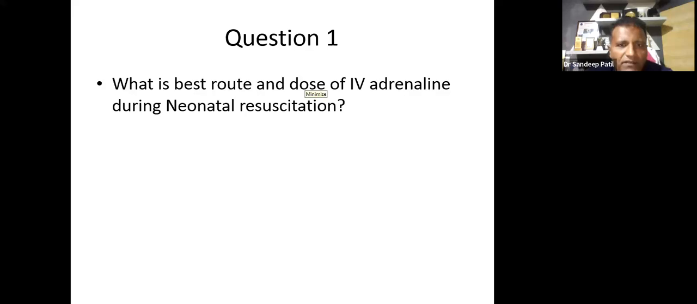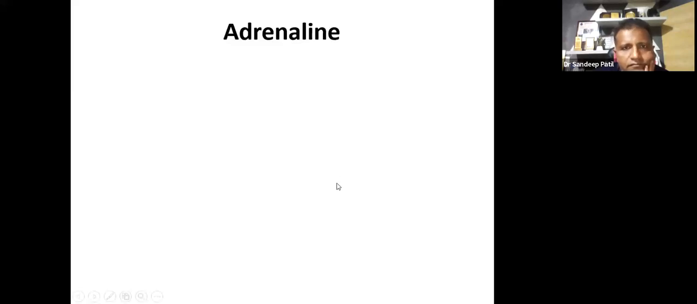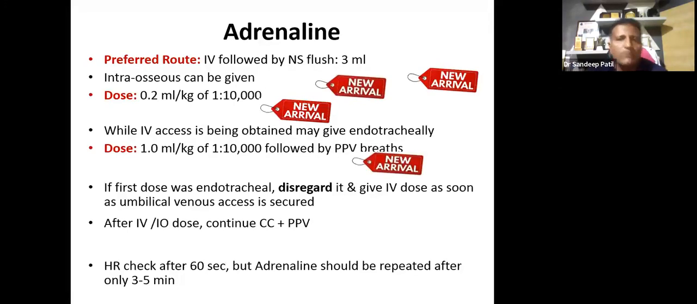Few people have written IV route. Most of the people have written umbilical venous route, and the dose written is 0.2 ml per kilo of 1:10,000 of adrenaline. 0.1 to 0.2 ml per kg of adrenaline. So according to newer NRP guidelines, the dose to remember is 0.2 ml per kilo, but the dose remains the same, 0.1 to 0.3 ml per kilo of 1:10,000.